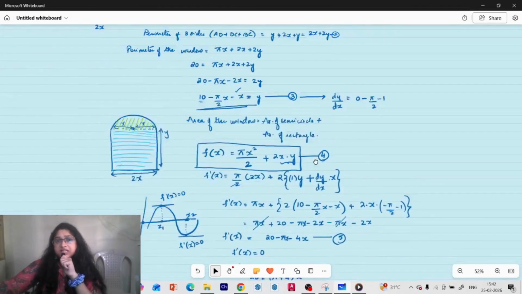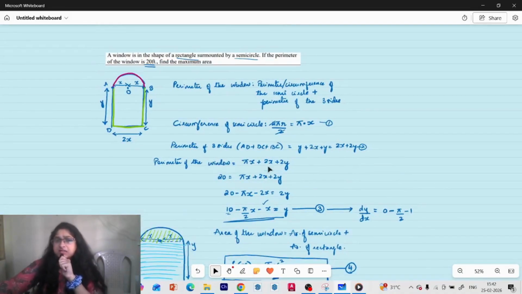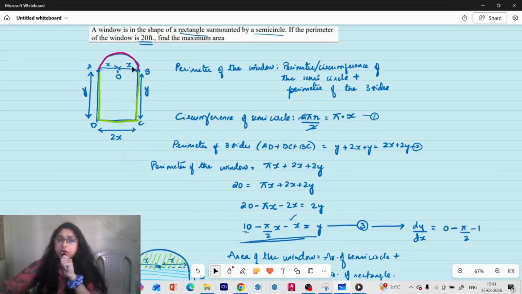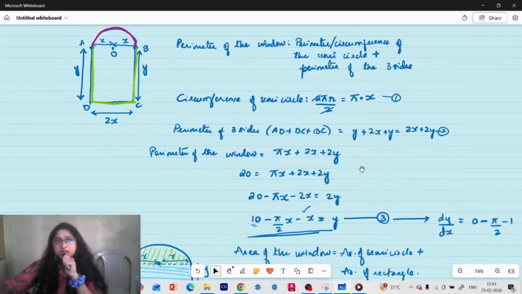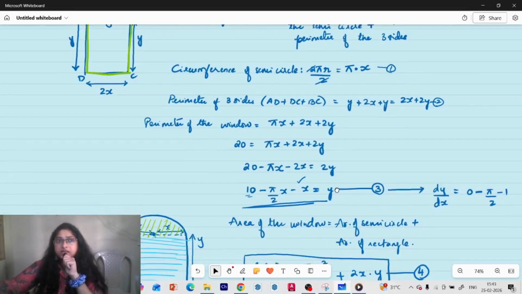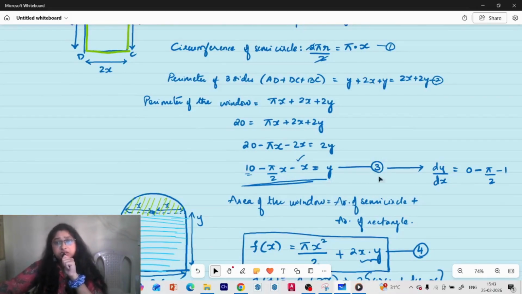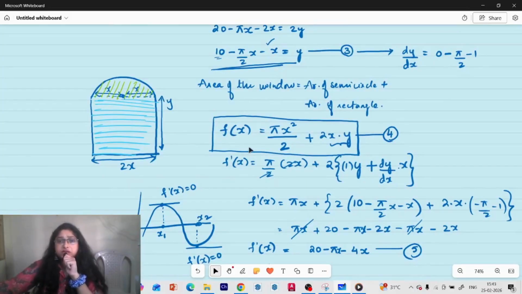So it does look a little complicated, but it's quite easy if you go step by step. We first start with drawing the sketch of the window, putting in your radii and the lengths, assuming some values. Here we are assuming our radius to be x and the length of the rectangle to be y. Then we calculated the perimeter of the window: the circumference of the circle, and the perimeter of the three sides we took into account, and then we added the entire thing and got the perimeter of the window, which is equation 3. Then you wrote an equation for the area of the window, which is f of x is equal to pi x square by 2 plus 2 into x into y.